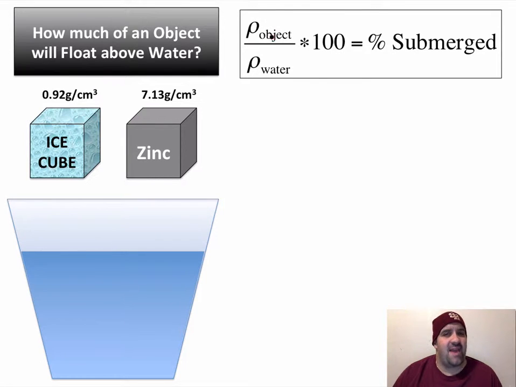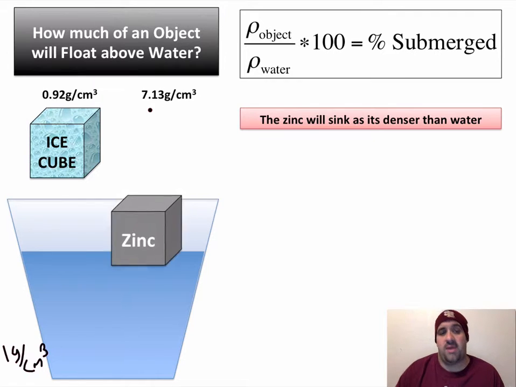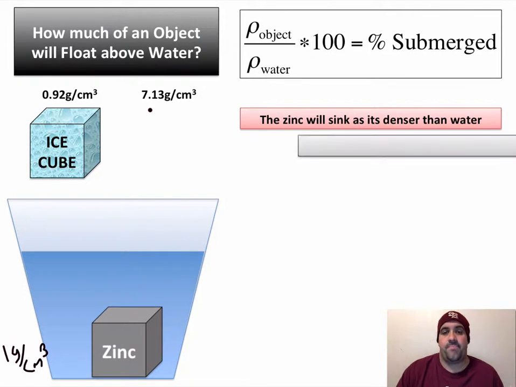You take the density of the object and divide it by the density of water, or whatever fluid or liquid you are putting it in, and you multiply it by 100. We'll do a problem with this in a second. First, if we had a cup of water here, water has a density of 1 gram per centimeter cubed. The zinc is much denser than water, 7.13 grams per centimeter cubed. The zinc is much denser than water, and zinc will, in fact, sink.